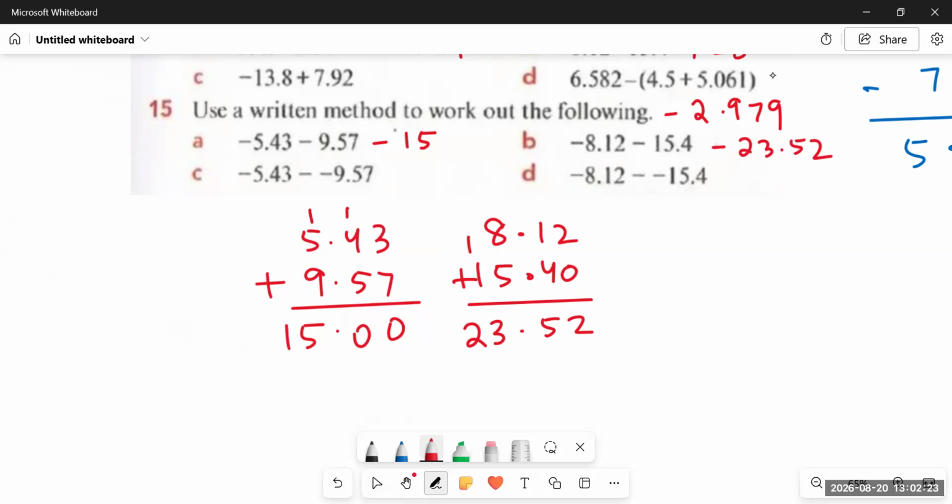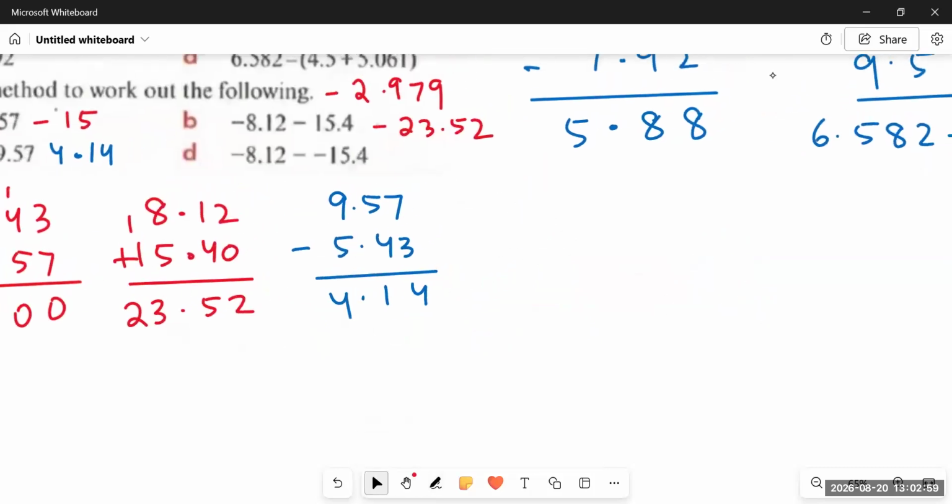But when we talk about part C, we have minus 5.43 minus minus. So this will become plus. And in minus plus together we subtract. So this time we have to subtract them, and it will be 9.57 minus 5.43. If you add them, it will be wrong. So we are subtracting a smaller number from the greater number. This will be 4, 1. And the answer will be positive because 9.57 is greater and it has a plus sign. So the answer will be 4.14.